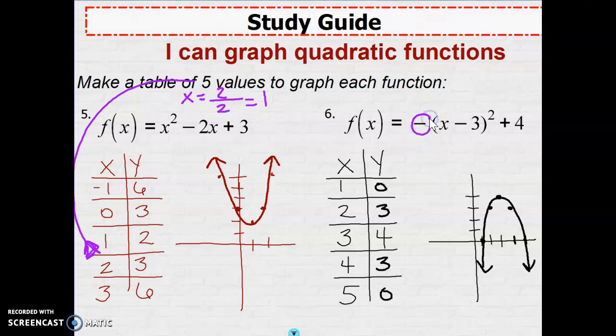Whereas 6, we saw a negative in front, so of course that parabola was opening down. This was also in vertex form, so that's where you can just grab the vertex opposite here and the same number as the end. So my vertex was positive 3, 4. Could go ahead and plot that, and then it's going to open down. So again, pick some surrounding points, plug and chug.